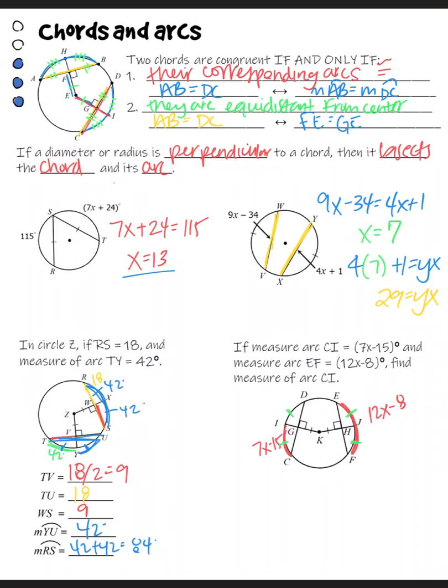And DC is congruent to EF. So that means that there's two of these within this one. So I'm going to say 2 times 7x minus 15 equals 12x minus 8. Solve for x, x equals 11. That's not what we are asked. We want to find the measure of arc CI. So I'm going to plug in that 11 to get the measure of CI, and that is 62 degrees.